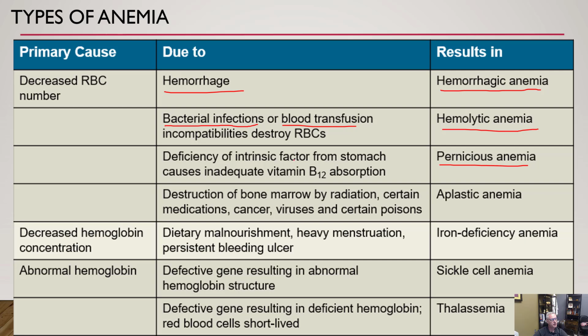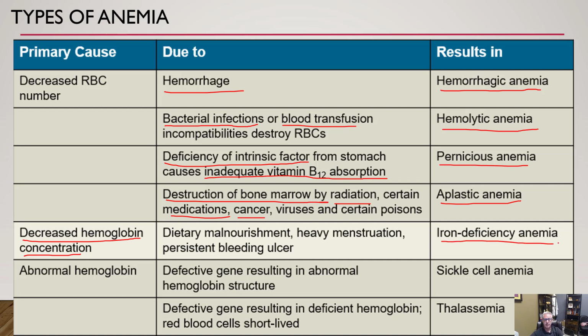Pernicious anemia, that's when we have that intrinsic factor that causes inadequate vitamin D absorption. You're going to see that more from like anorexia. Aplastic anemia, you're going to see that more from cancer patients, radiation, maybe some medications. It's where you have destruction of bone marrow transplants.